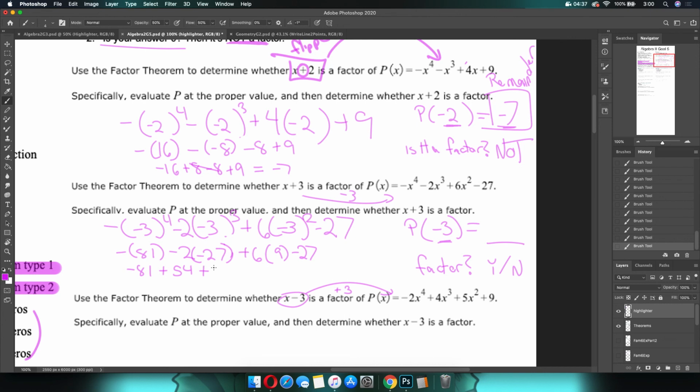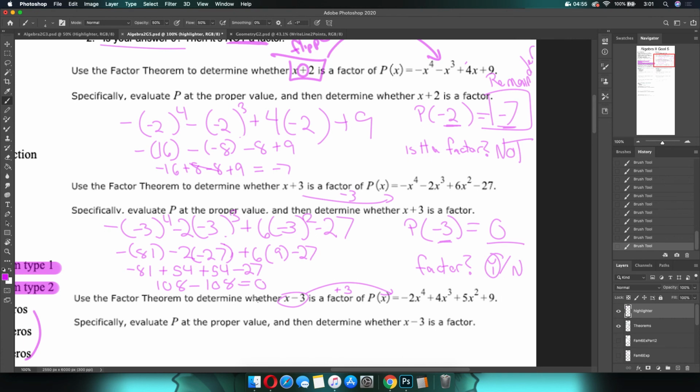My brain just turned off. What is 6 times 9? 54 minus 27. Okay. 54 and 54 is 108. What is 27 and 80? It's 108, which cancels out to get us 0. So, is our answer 0?